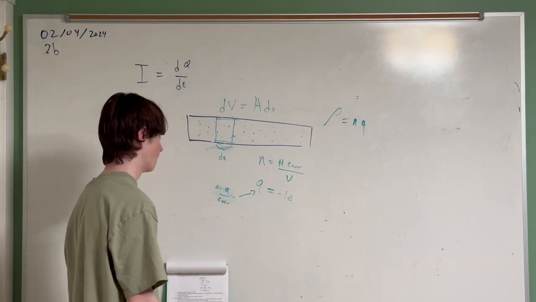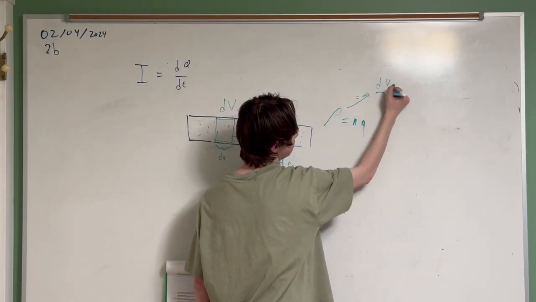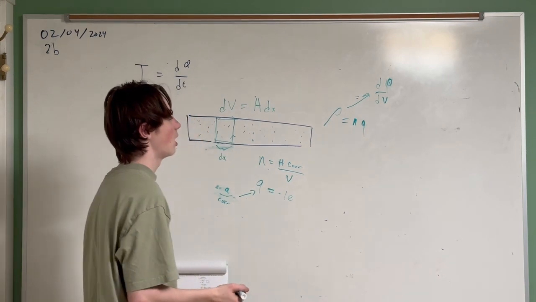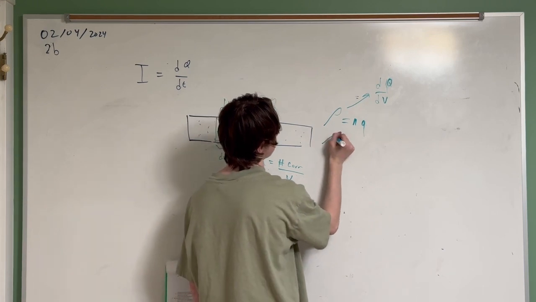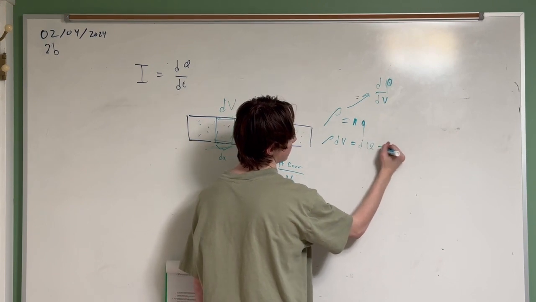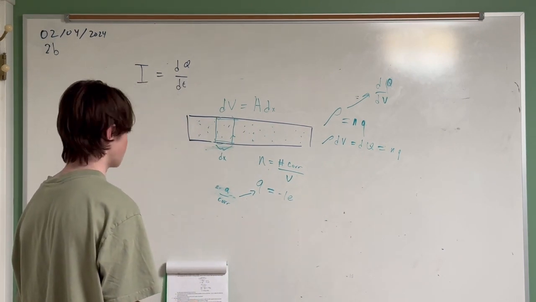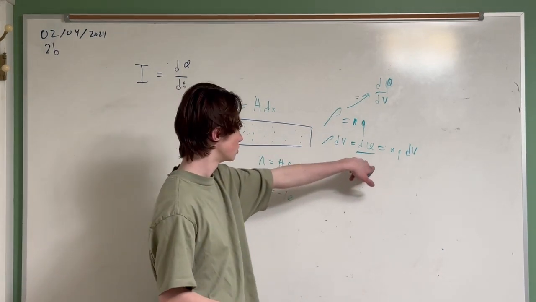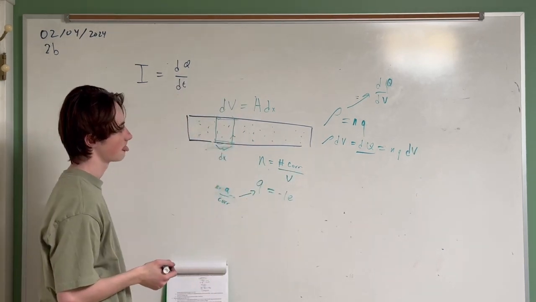And then we have rho is equal to dQ/dV. And that means if we multiply dV with rho, we get rho times dV equals dQ, and that's equal to nq times dV. A little amount of charge is equal to the density times the little dV.